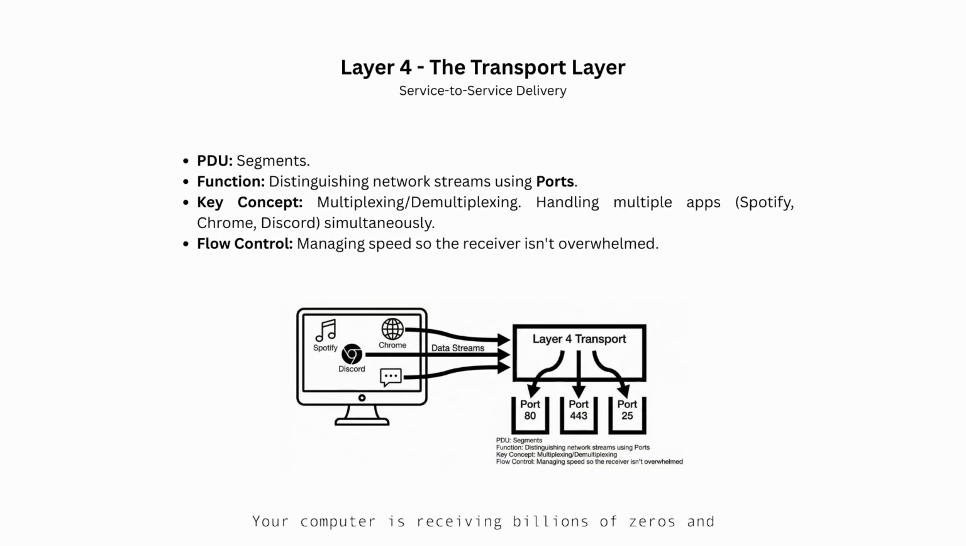Your computer is receiving billions of zeros and ones. How does it know which one belongs to your Spotify music and which one belongs to the email you are downloading? This is Layer 4. Layer 4 handles service to service delivery using port numbers. Think of the IP address as the apartment building and the port number as the specific apartment number. Layer 4 acts like a receptionist directing calls to the right extension.